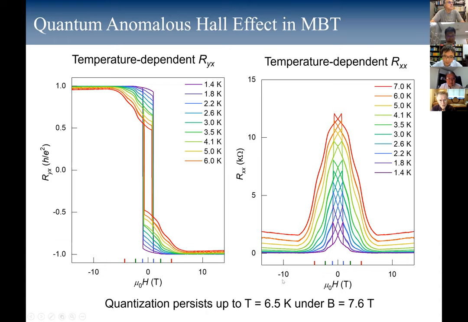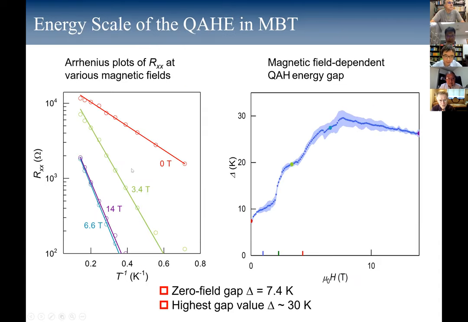So by fitting the Rxx as a function of 1 over T, this is a so-called Arrhenius plot, we can get the energy scale of the quantization gap. We found that at zero field, the gap is around 7.4K. This is actually already quite a bit larger than the gap for the magnetically doped topological insulator.